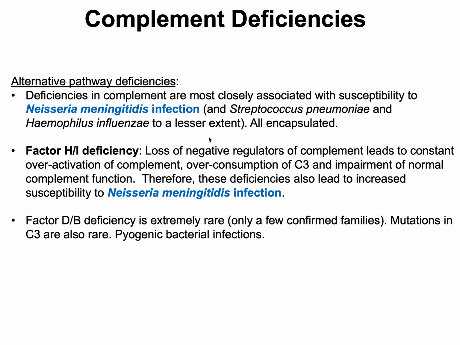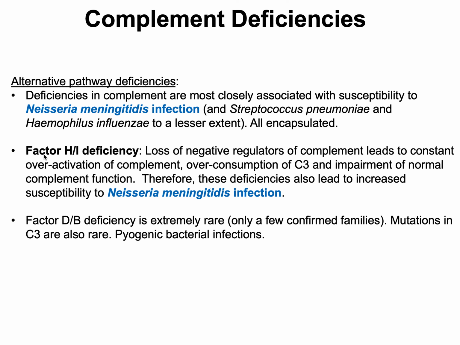Now, there's other encapsulated bacteria such as Streptococcus and Haemophilus that are also more prevalent in people with complement deficiencies. These are all encapsulated bacteria. So complement activation is particularly important for the clearance of encapsulated bacteria. There are also deficiencies associated in the alternative pathway with some of the inhibitors of complement.